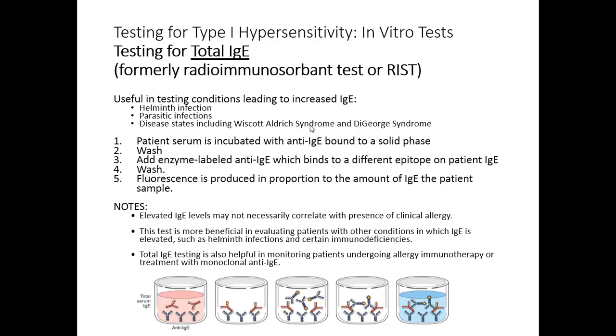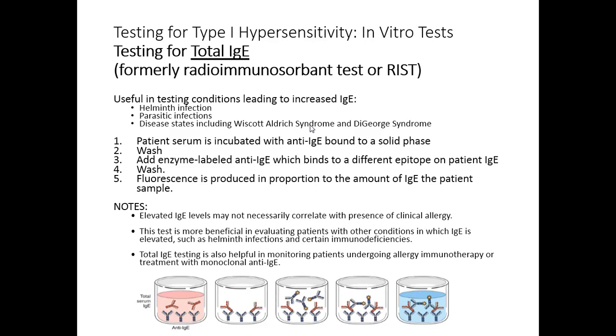Sometimes we can monitor for the presence of some kind of immunodeficiency, and Wiskott-Aldrich is an immunodeficiency syndrome. We may want to look at whether someone had an exposure to something that caused an increase in total IgE. Sometimes they use it for monitoring allergy therapy. So how do we do this total IgE test?